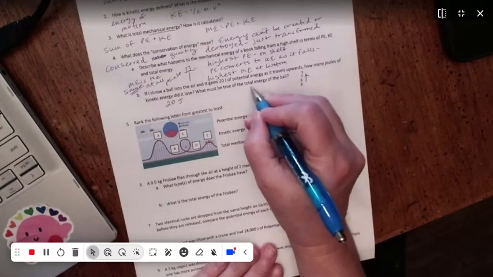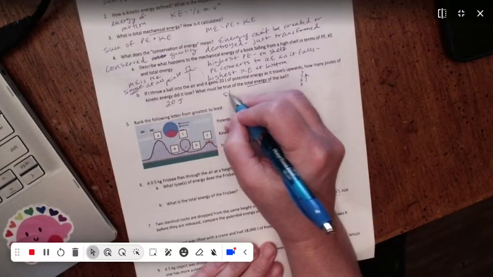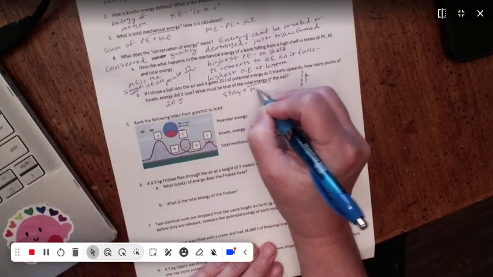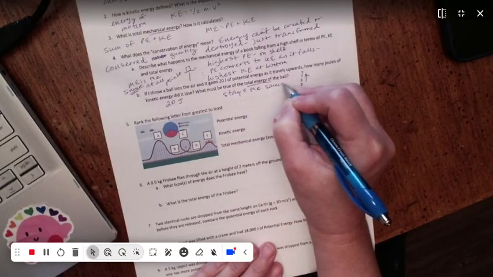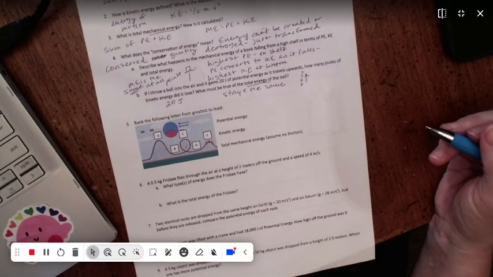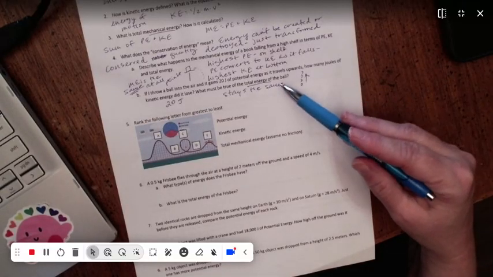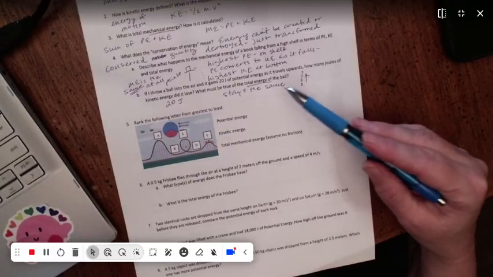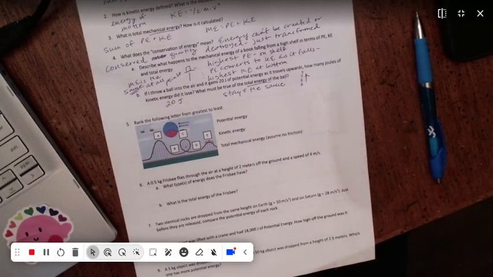What must be true of the total energy of the ball? It stays the same. Whatever value it has, it's going to be the same value. And I don't have enough information here to say what that value is. I just know that the total energy of the ball is a conserved quantity that's going to stay the same.